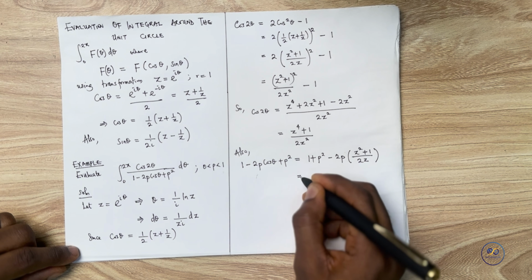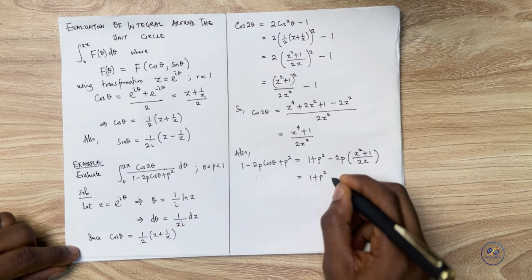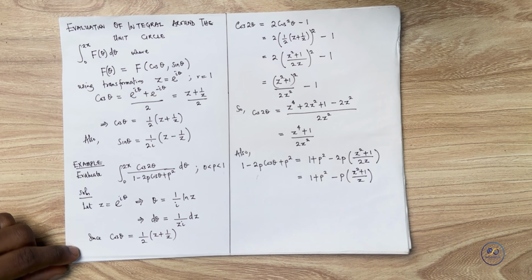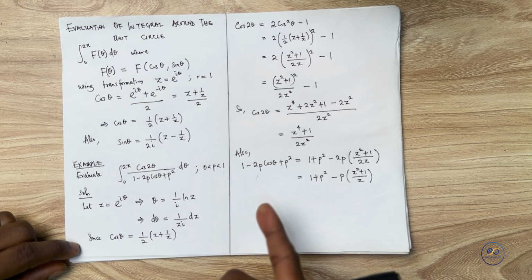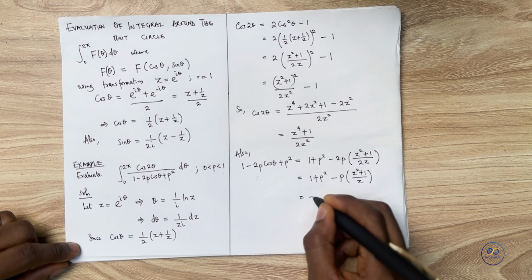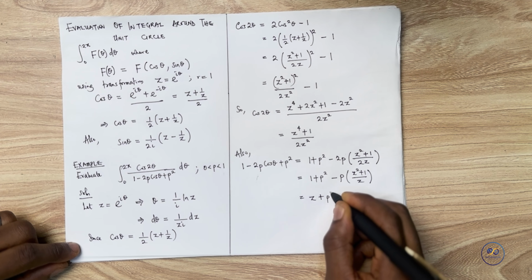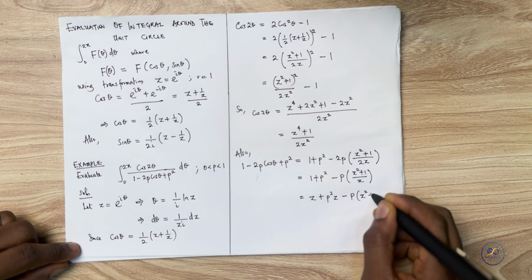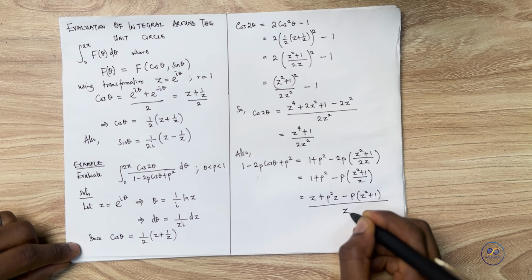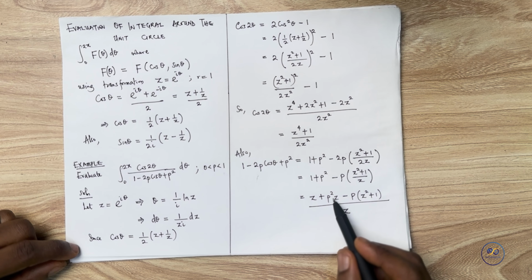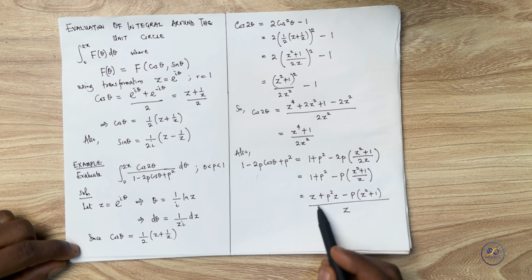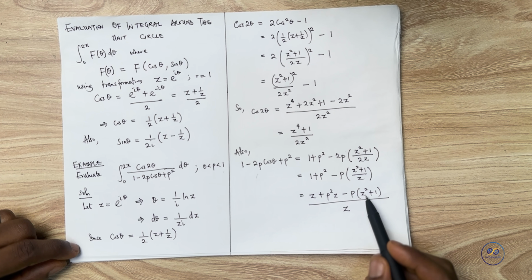And then we can bring it all together. We'll have 1 plus p squared minus p into z squared plus 1 divided by z. There we go. Now from here, we can take a general LCM. So we'll have z plus p squared z minus p into z squared plus 1, divided by z. Now we can see that plus p squared z here, and z here, of course, will be coefficients of z. And then minus p will be the coefficient of z squared, and then minus p would be a constant.